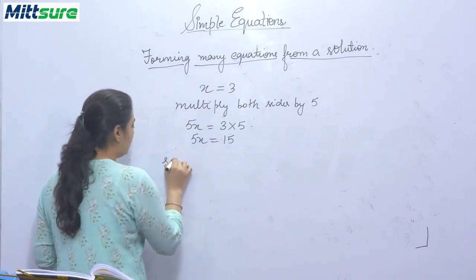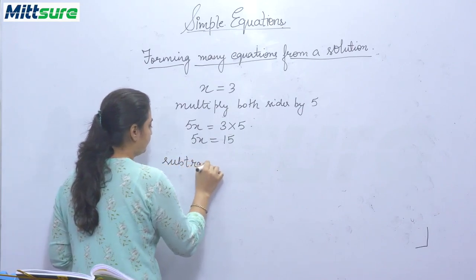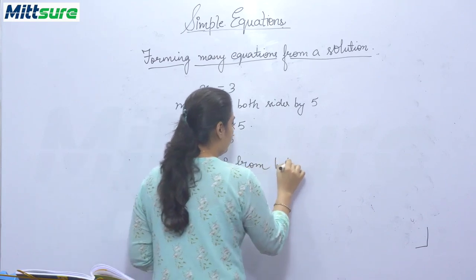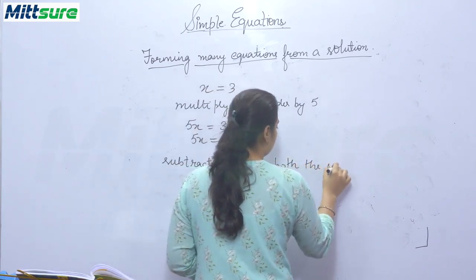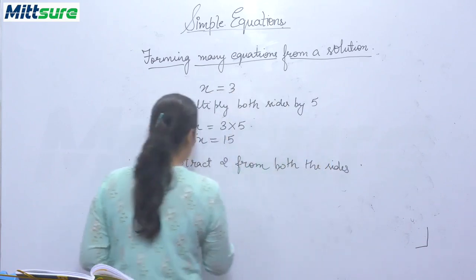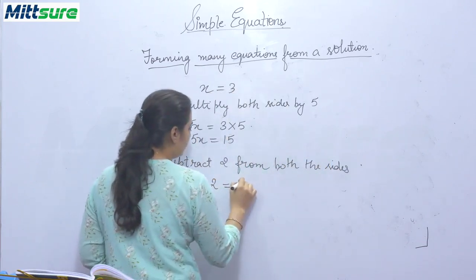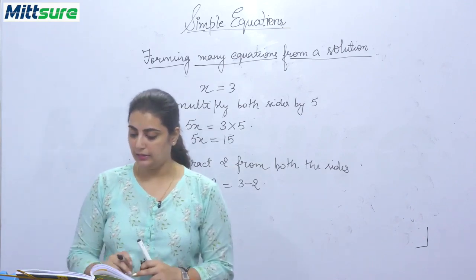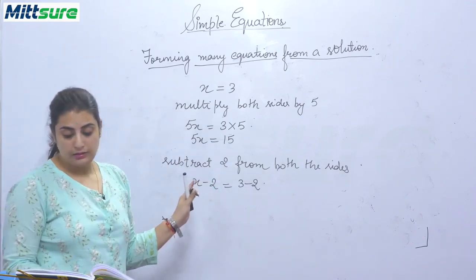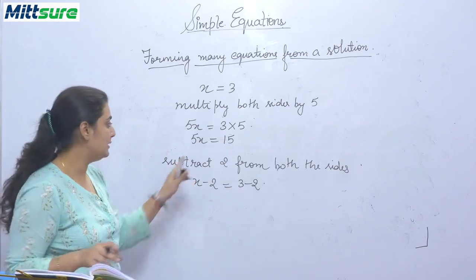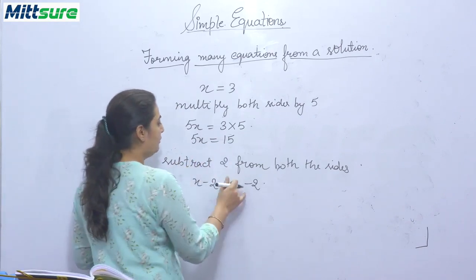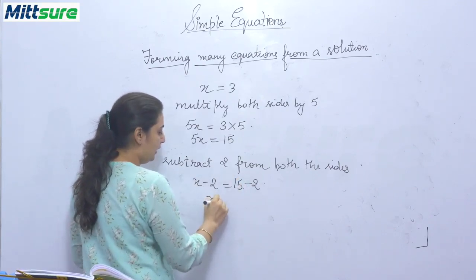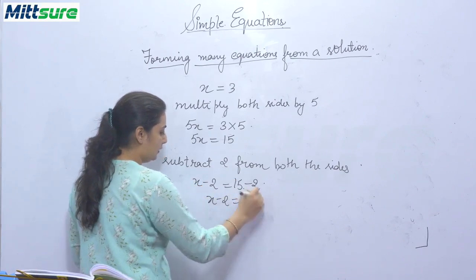Next is subtract 2 from both the sides. That is x minus 2 equals to 3 minus 2. What are you going to get? You will get x minus 2. Subtract 2 from both the sides. Now after this, here you will write 15 minus 2, sorry. Now, x minus 2 will remain the same. Here you will get 13.